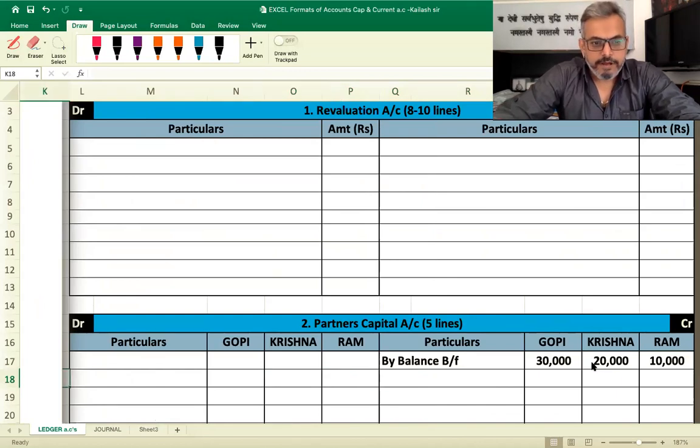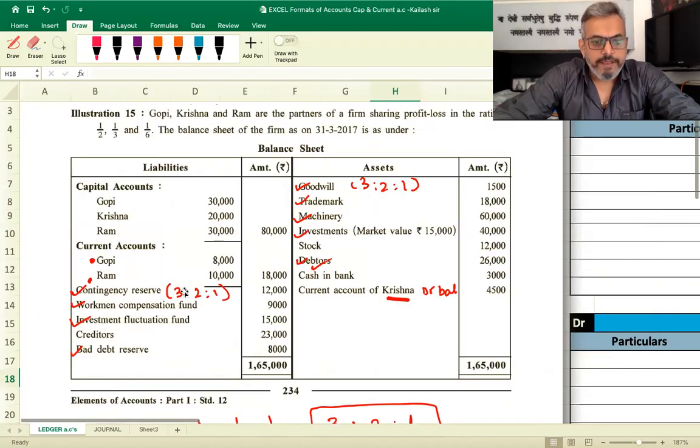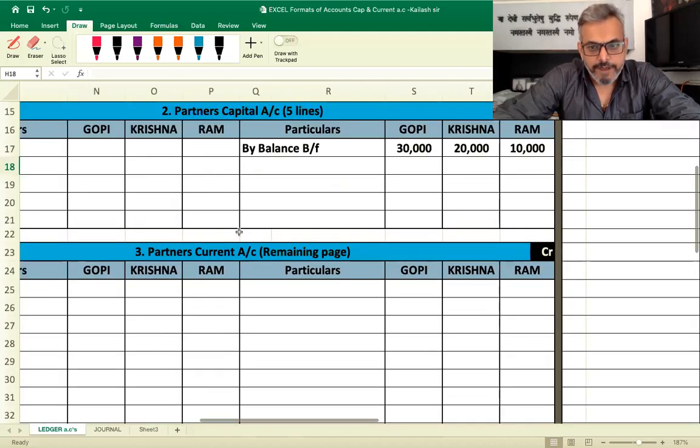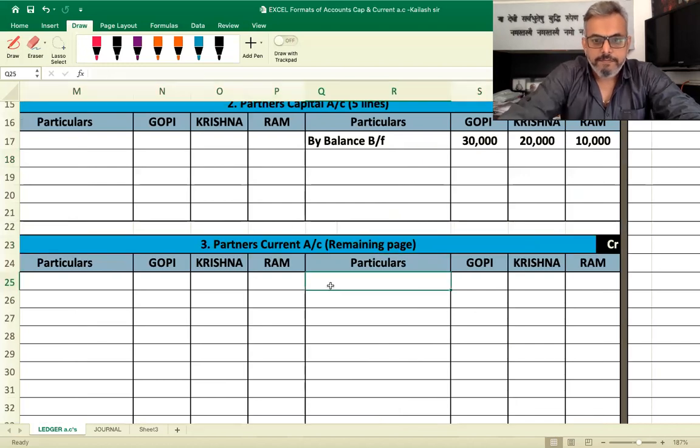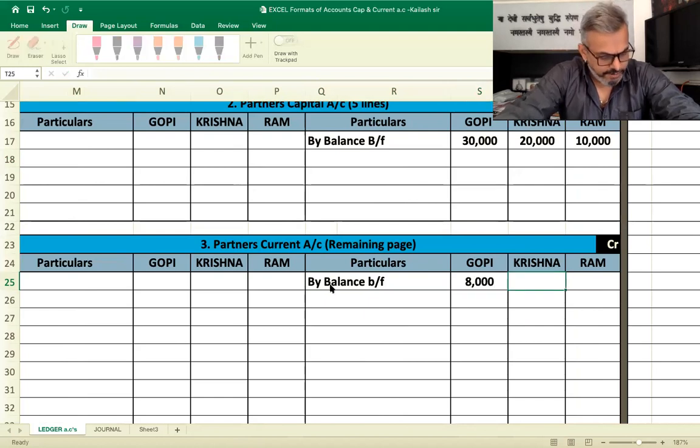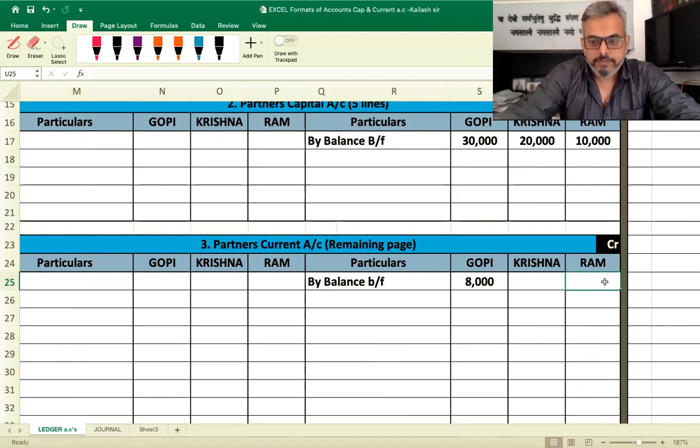Then current account Gopi 8,000 and Ram 10,000 credit balance. So in partners current account by balance brought forward, Gopi is 8,000. Keep the textbook in front of you. And Ram is 10,000. Nothing for Krishna.